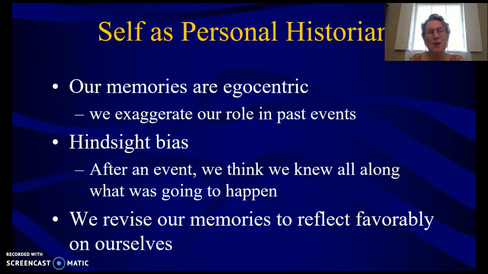A few other things about memory. We tend to be egocentric in our memories. We remember ourselves as part of a situation or part of a scene, and we might give ourselves a bigger role in something that happened than we actually had. Hindsight bias comes back again. After an event, we think we knew all along what was going to happen. And then we revise our memories to reflect favorably on ourselves. We tend to be optimists, and we tend to remember ourselves in a favorable light.